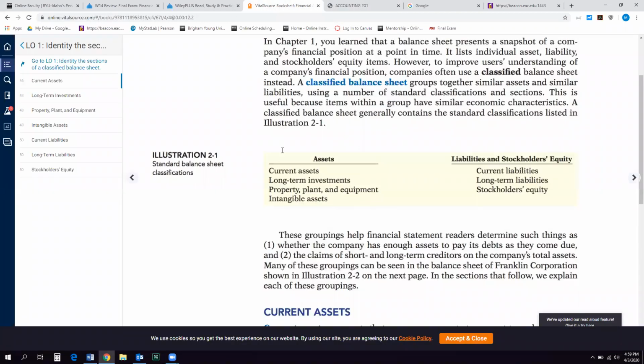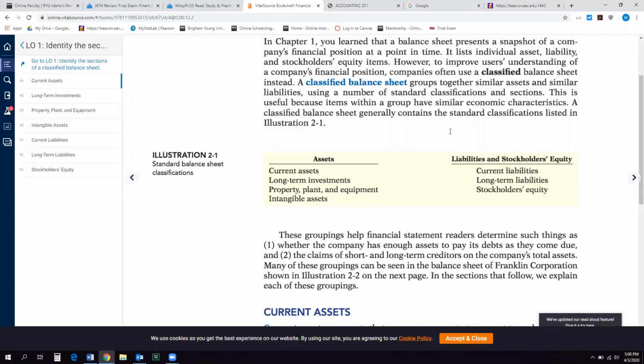So here are the 4 assets that they show in the classified balance sheet. Current assets, those are assets that are either cash or that are readily convertible into cash within the next year. And then long-term investments, property, plant, and equipment, things like buildings and land and equipment. And then intangible assets, things like copyrights and patents and so forth.